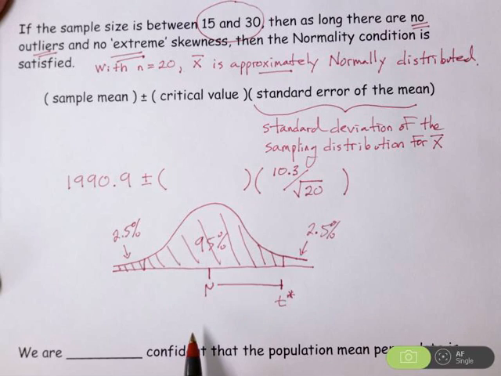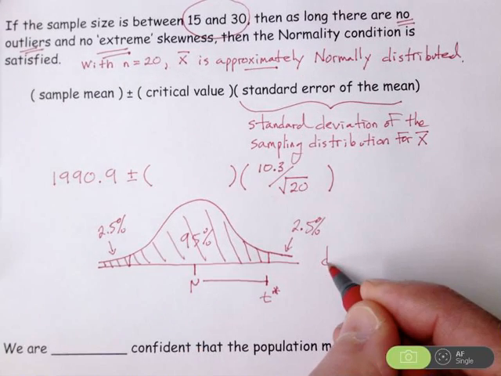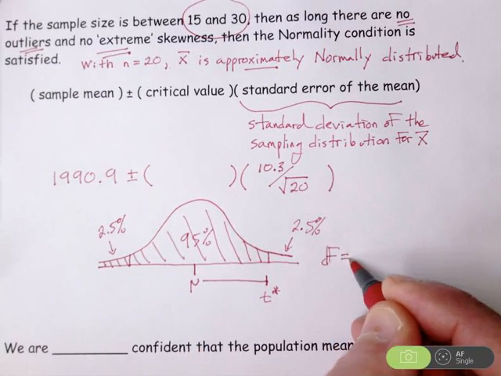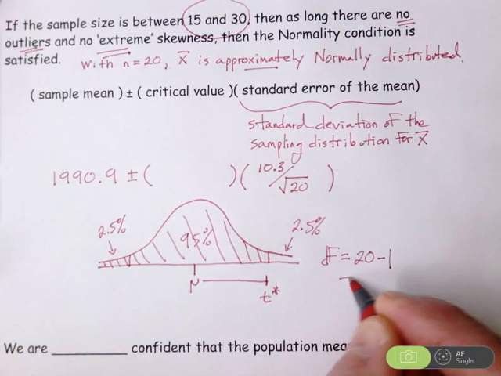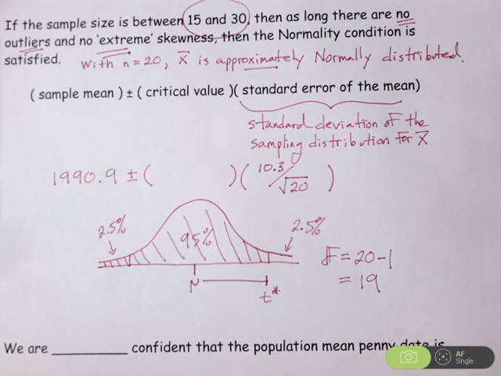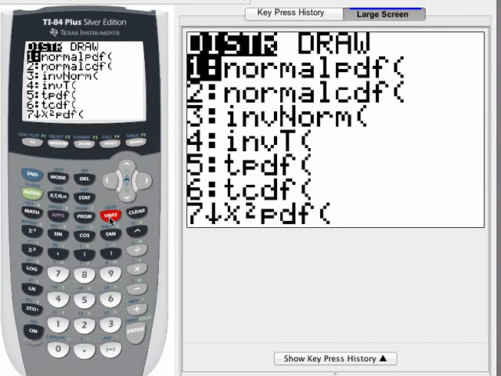And notice that I also have a degree of freedom to account for. My sample size is 20, so the degrees of freedom, often written as DF, would be 20 take away 1. That's 19. So when I find my critical value on my calculator, if I press second variables, I have the invT command. If you don't have that, then you need the invT program. So let's go down and grab that command here.